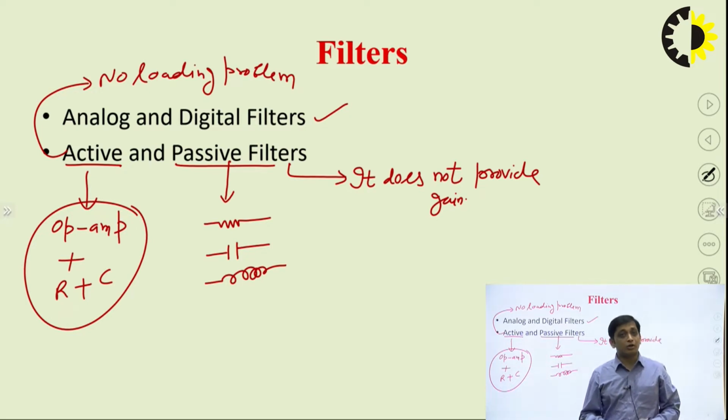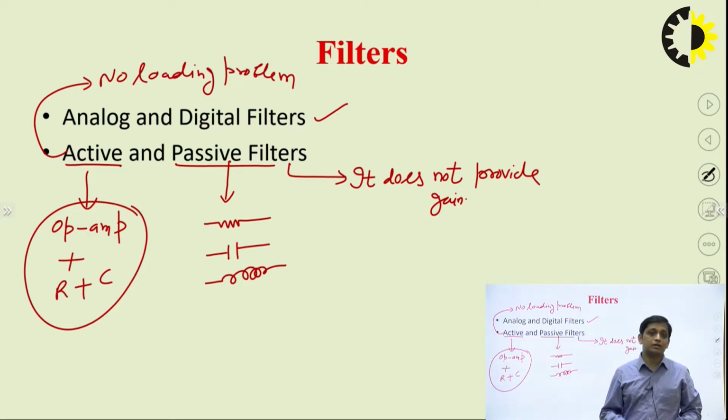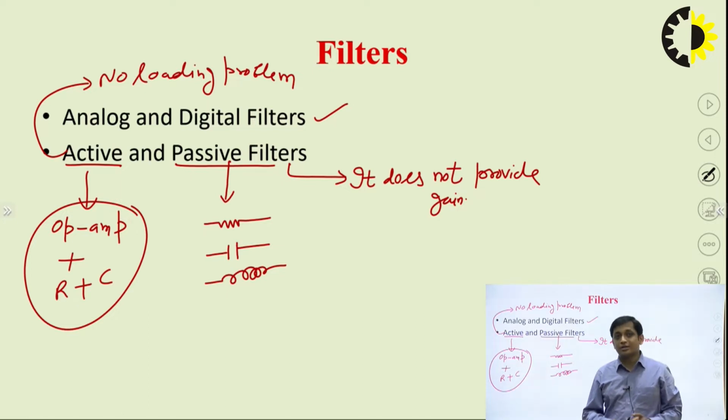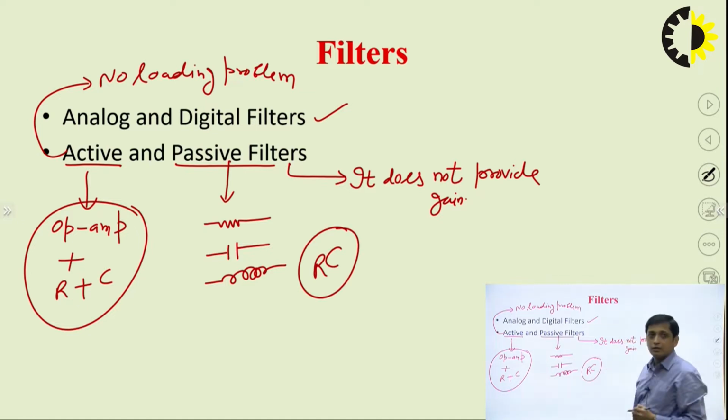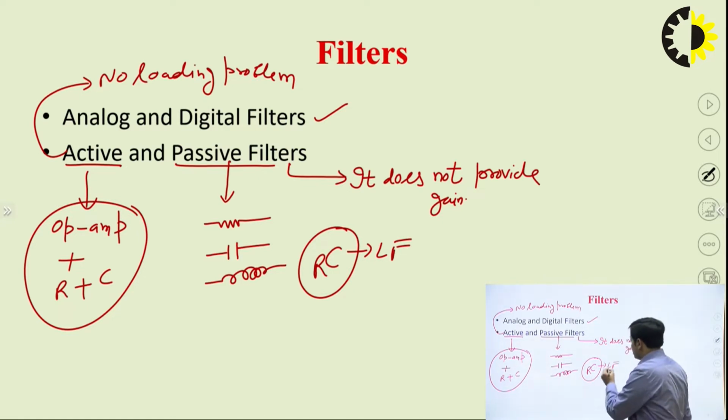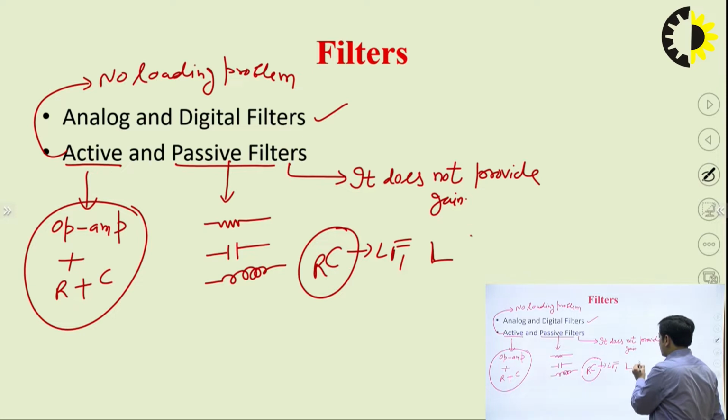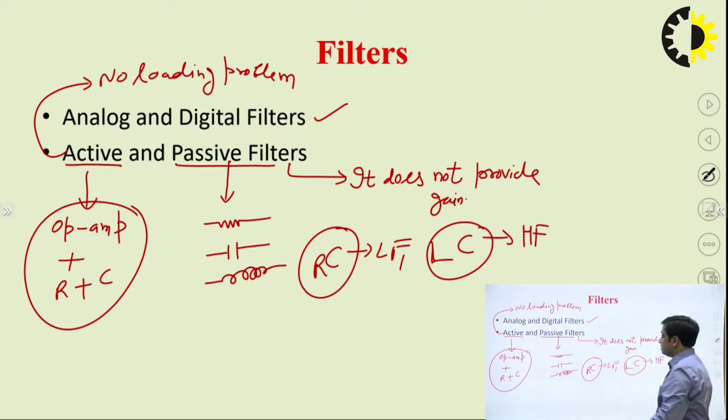One is audio frequency filters, that is low frequency filters, and another one is high frequency filters, that is also referred to as radio frequency filters. So RC filters, if we are using resistors and capacitors, are low frequency filters, or we can say audio frequency filters, which we can use in the audio frequency range. And for high frequency applications we use LC filters.